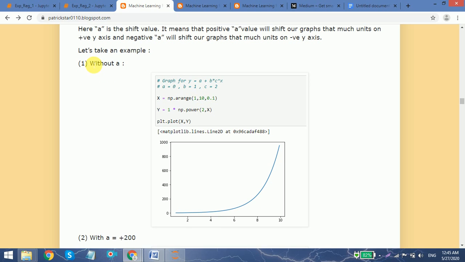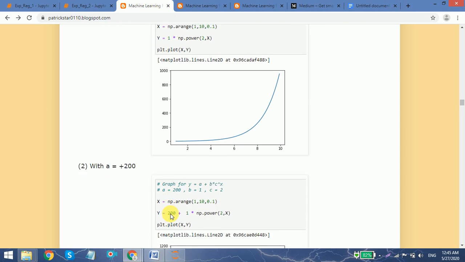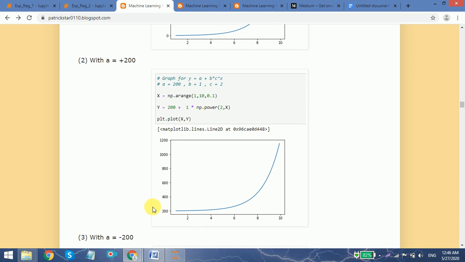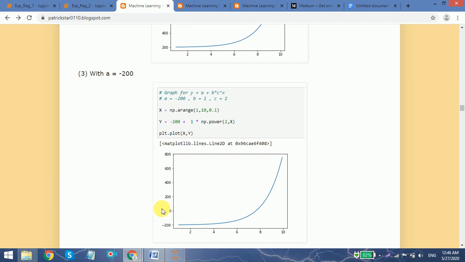So first I'm going to take an example without the value of a, that is just b into c raised to x. So it is here. Okay, and notice that the point here is 0. Okay, so now what if we take the value of a equals plus 200? So you can notice that our graph shifts upwards, or our graph shifts from 0 to 200. Okay, so that is the function of the value of a. And if we take the value of a equals negative 200, then our graph shifts in the negative y direction.